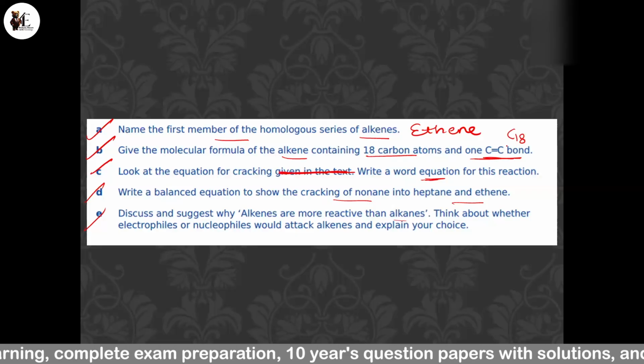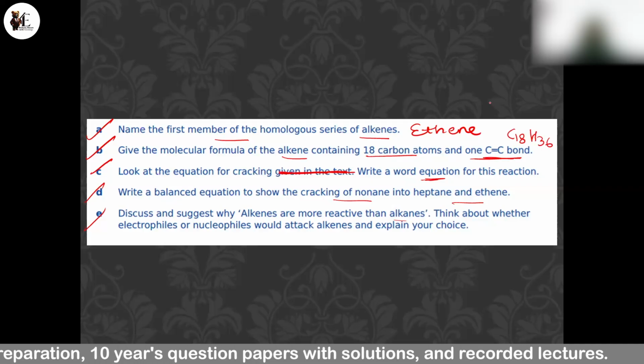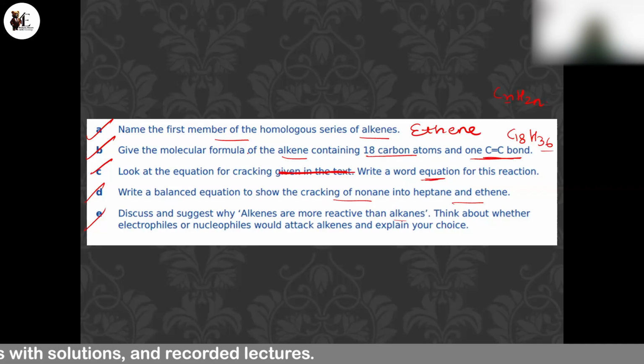C18 and then H36, I think. Yes, C18 and H36, because the general formula for alkene is CnH2n, C18 and H2 into 18, that is 36.